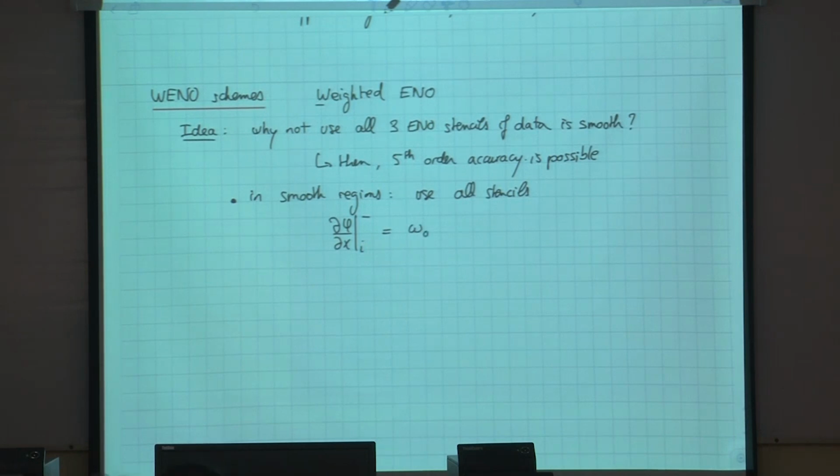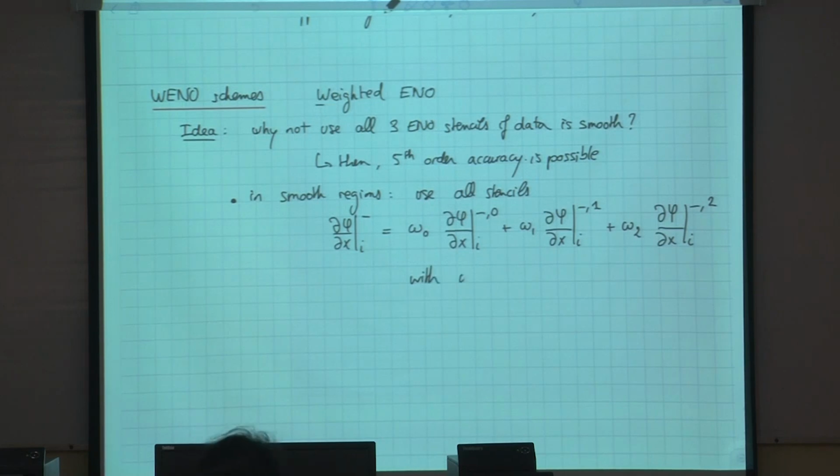We're going to have a weight for stencil 0 that will apply to, well, stencil 0, plus a weight for stencil 1 that will apply to stencil 1, plus a weight for stencil 2 that will apply to stencil 2. So that's the idea. Obviously, we still need to estimate the gradient. So it is required that omega 0 plus omega 1 plus omega 2 should sum up to 1, or else we're not predicting a gradient anymore.